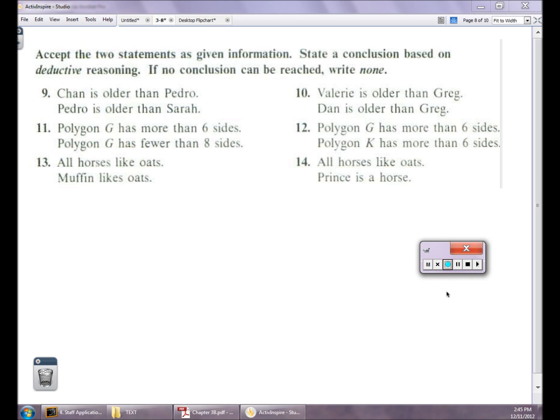Question number 9, we can see that if Chan is older than Pedro, and at the same time Pedro is older than Sarah, a reasonable conclusion to make would be that Chan is older than Sarah. If you recall, this is actually an example of the transitive property. So your answer should be Chan is older than Sarah.